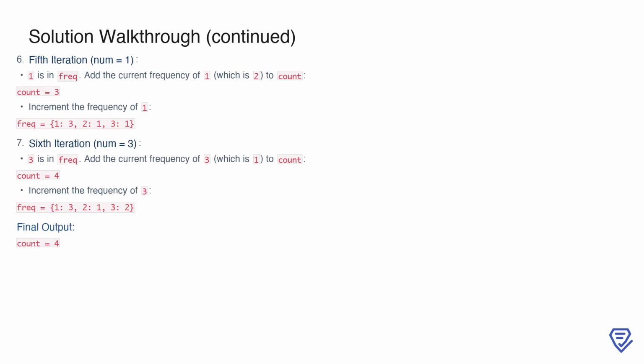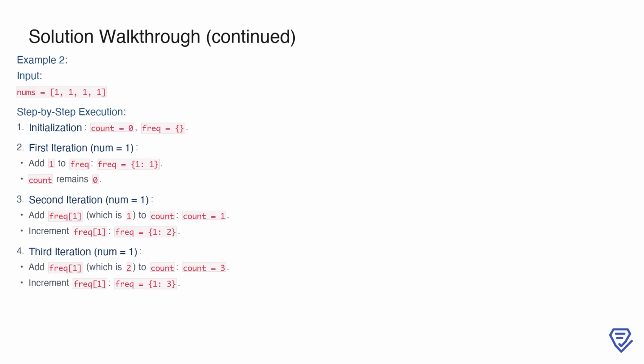Finally, in the sixth iteration, we encounter 3. Since 3 is already in frequency, we add its current frequency, which is 1, to count. This brings the total count to 4, as 1 more good pair involving 3 is identified. We then increment the frequency of 3 in frequency to 2. At the end of all iterations, the final value of count is 4, which is our output for this example.